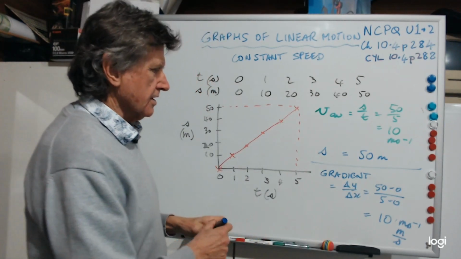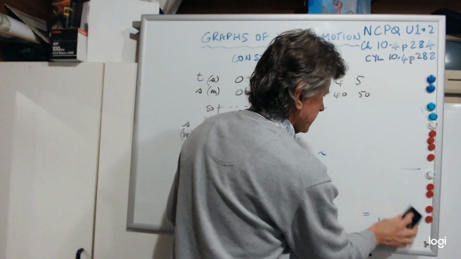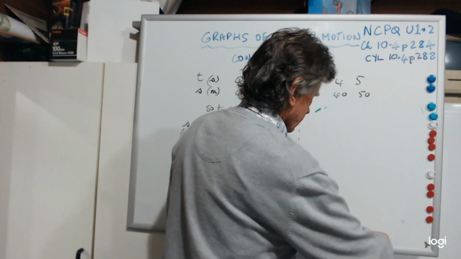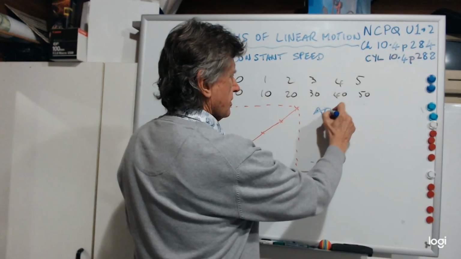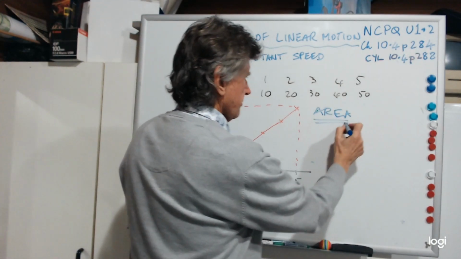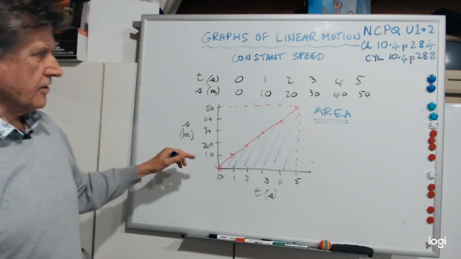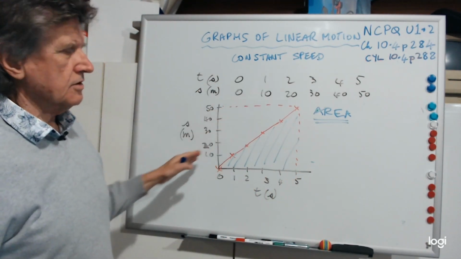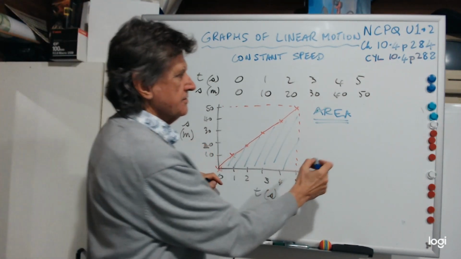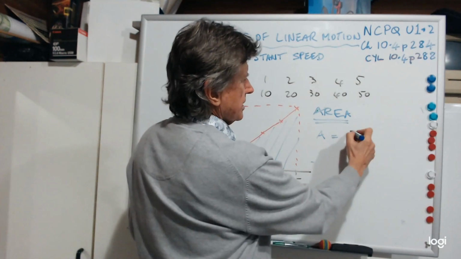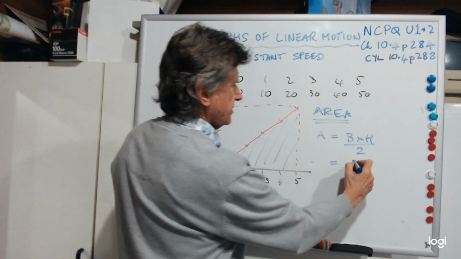Okay, the second thing we can look at, now I'll get rid of all this, we don't need it, is the area under the curve. So we look at the area. I'm talking about this area here. That's called the area under the curve. Now I know it's not curved, but it's called a curve. It's just a straight curve. Now the area, it's a triangle. So area equals base by height on 2. So the base is 5.